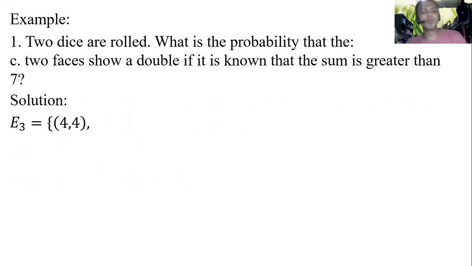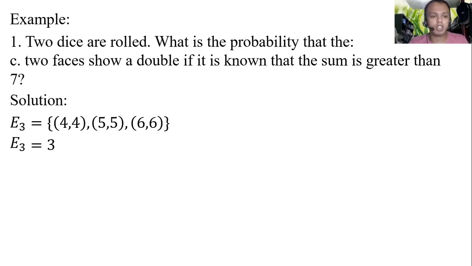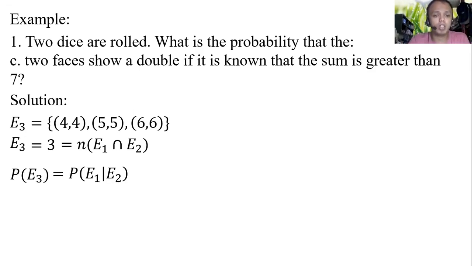Now, for event 3, which doubles have a sum greater than 7? So we have 4 and 4. 4 plus 4 is 8. It is a double face, and its sum is 8, which is greater than 7. Then next is 5 and 5. Then we have 6 and 6. So all in all, the number of event 3 is 3. Here in the number of event 3, we are looking for the intersection of event 1 and event 2.